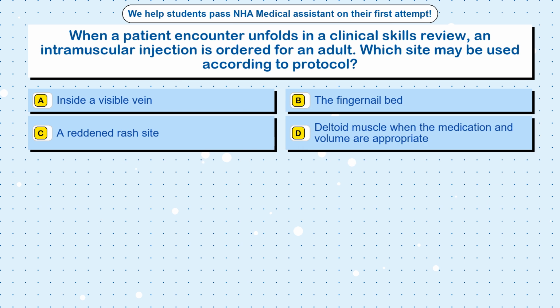Question 75. When a patient encounter unfolds in a clinical skills review, an intramuscular injection is ordered for an adult. Which site may be used according to protocol? Option A. Inside a visible vein. Option B. The fingernail bed. Option C. A reddened rash site. Option D. Deltoid muscle when the medication and volume are appropriate.